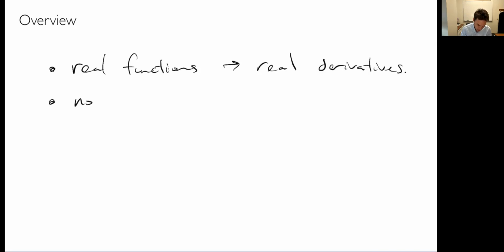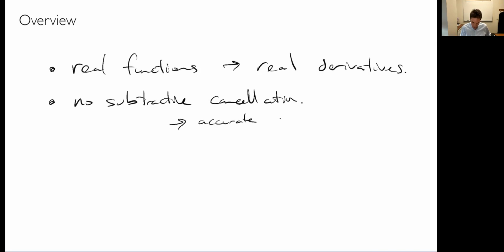No subtractive cancellation. This is the big deal here. That means there's only truncation error that we have to deal with, and that we can basically eliminate, or that we can eliminate to machine precision just by taking a really small step size. So we can get accurate derivatives to machine precision.